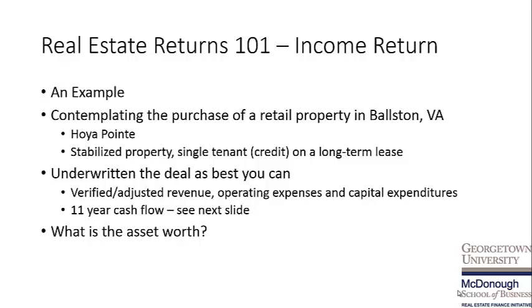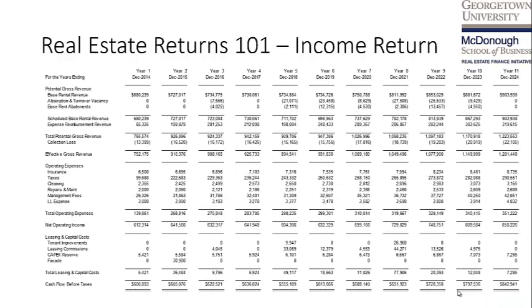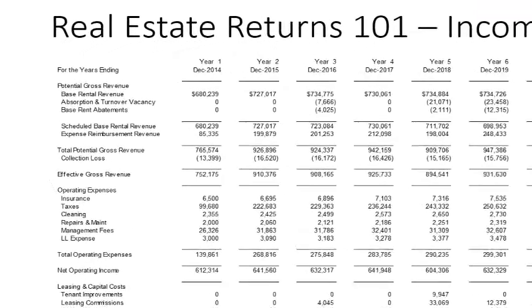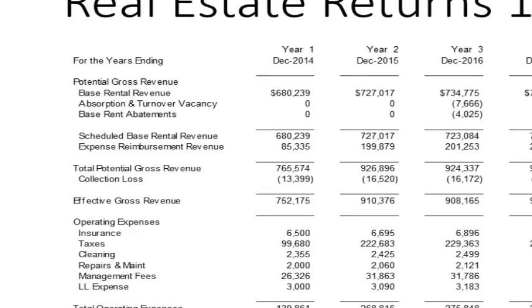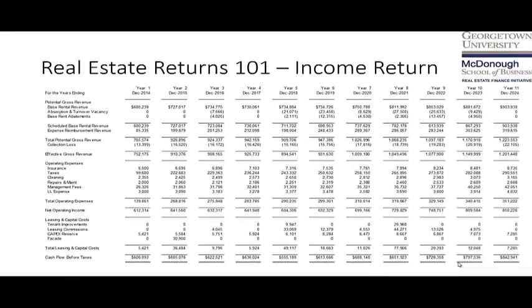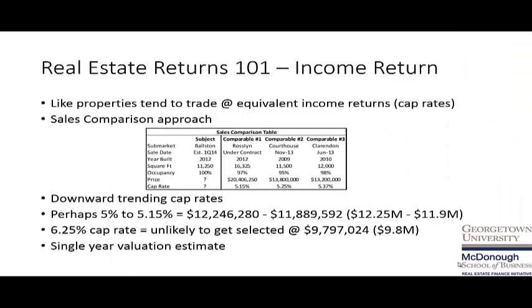So the question is, how do I utilize the income return to determine what the asset is worth? And we do that by virtue of evaluating our pro forma, which you see here. In this case, we're really going to be focusing on the first year because we are calculating the year one pro forma income return, also known as the year one pro forma cap rate. Properties tend to trade at equivalent income returns or equivalent cap rates.